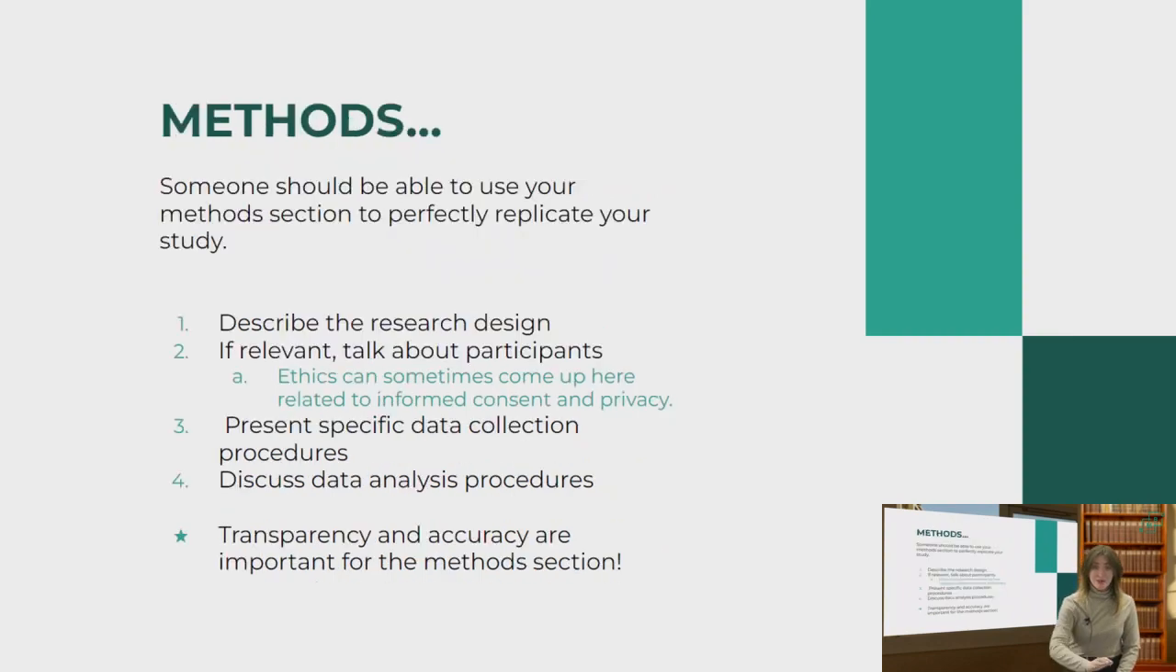Our next section is methods. Methods is like the Pinterest recipe of your academic writing text. So someone should be able to use your methods section to perfectly replicate your study. That means you're describing the research design. If it's relevant, you're going to talk about your participants, and this is where you can talk about consent and privacy and some of those ethics concerns.